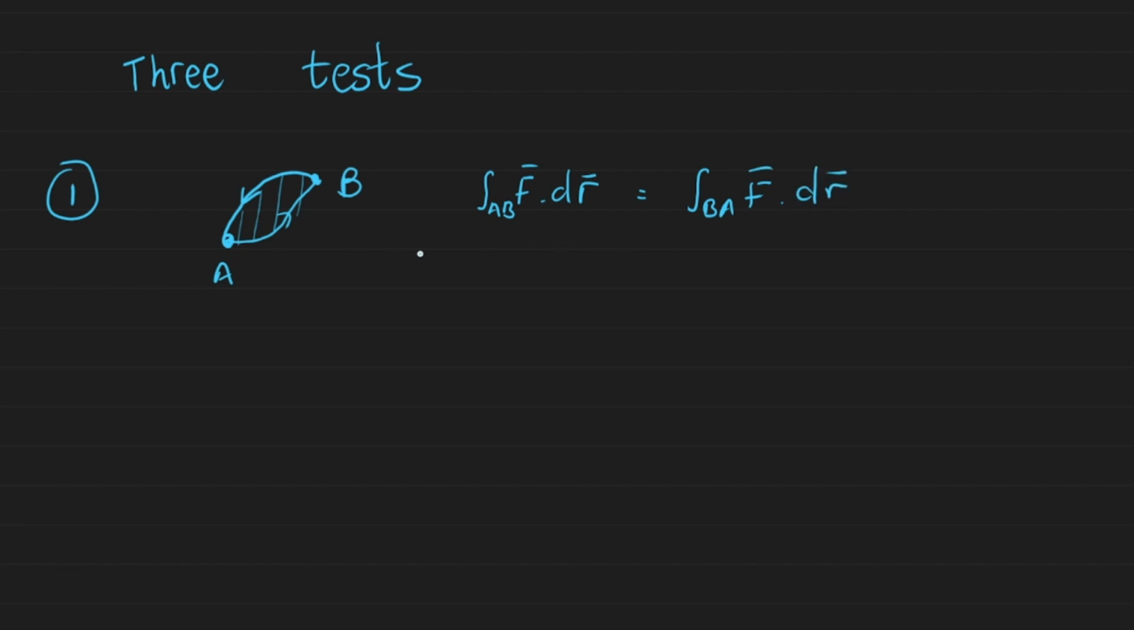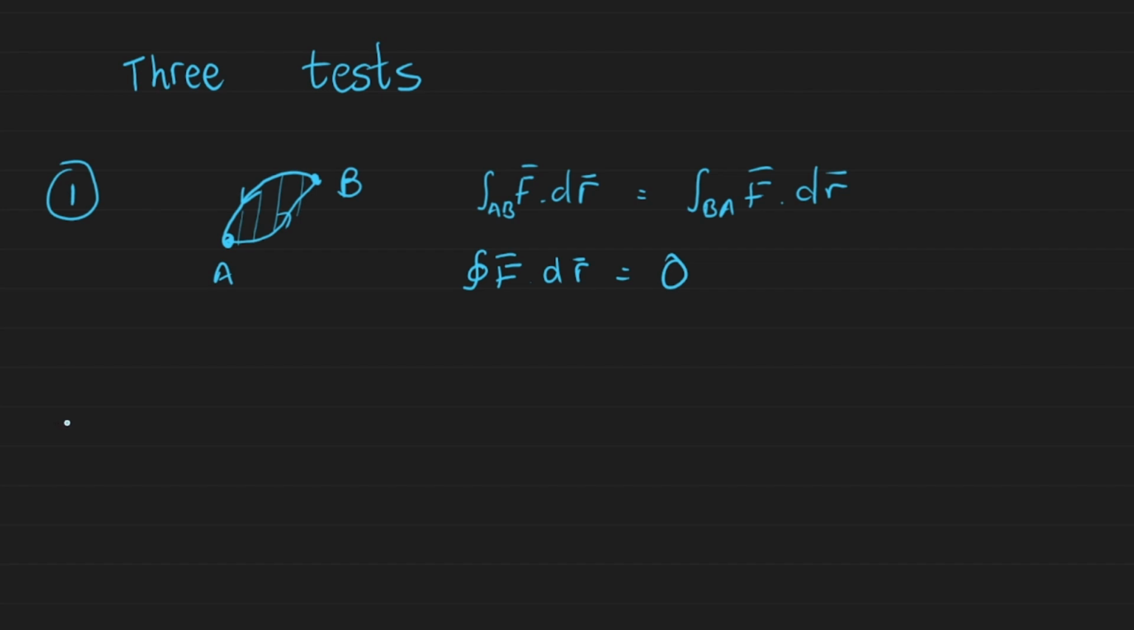So what does that mean? It means that the closed integral, the integral along this curve from A to B and back to A of the line integral, is actually equal to 0. So that's the first check. The first check is to integrate from A to B and then B to A, and then add the two together, and then you should get 0. So that is the first way to check if a vector field is conservative.